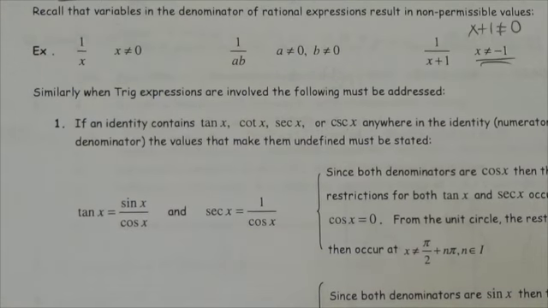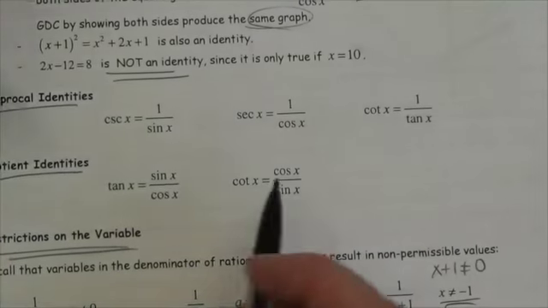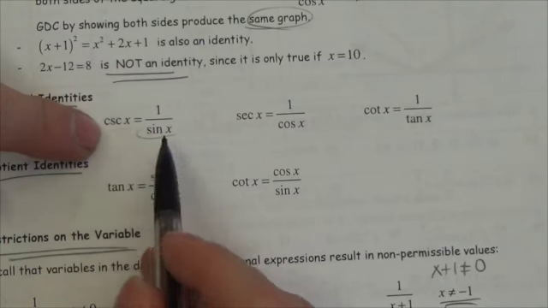Now, having said that, let's go up here. Would you look at that? Cosecant has a denominator.